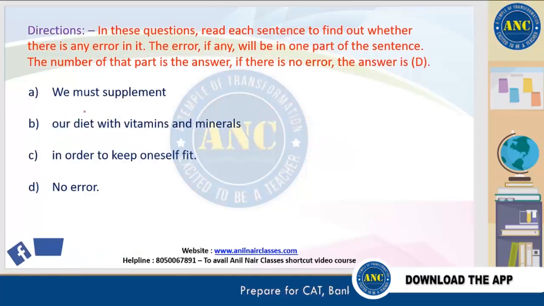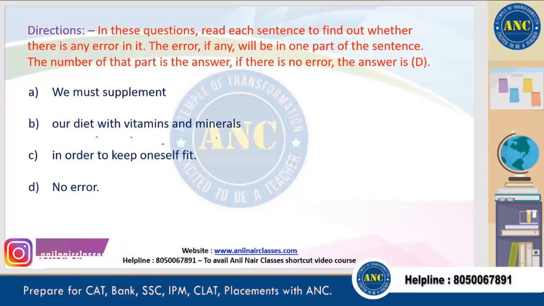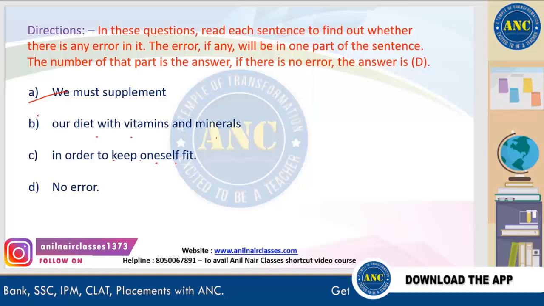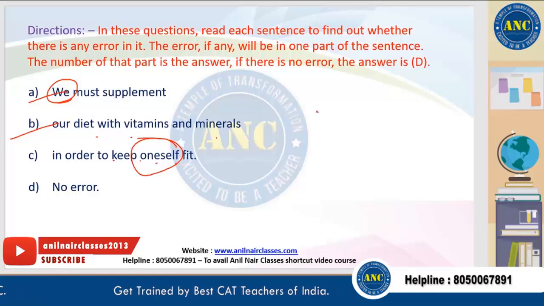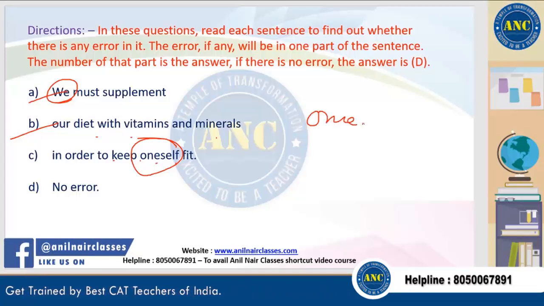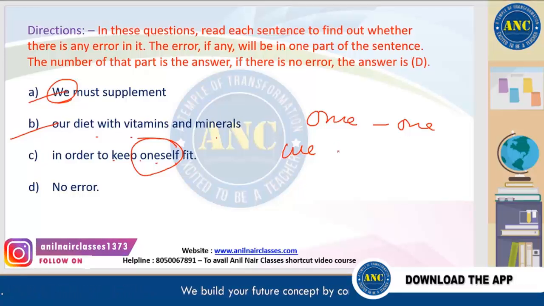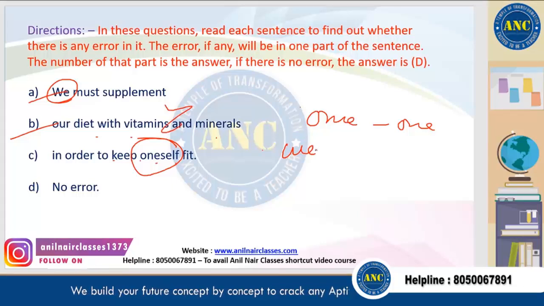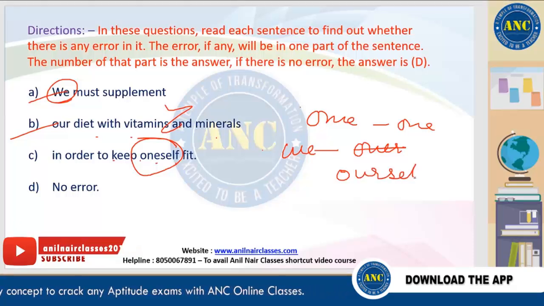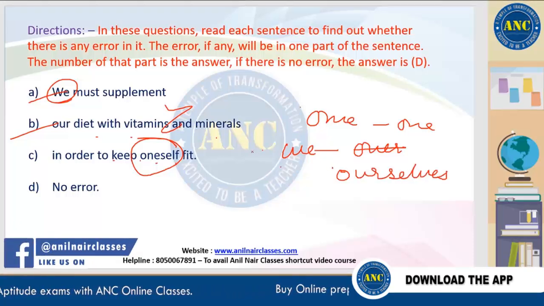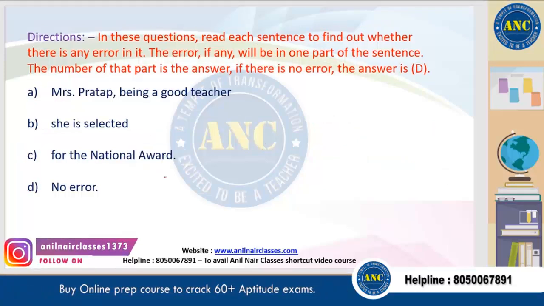Next question. We must supplement our diet with vitamins and minerals in order to keep oneself fit. So we must and all. Here I am talking about we. How can I talk about self? There is no consistency. I keep on telling you. If we have we, then it has to be ourselves, right? For we will have ourselves. I cannot have oneself over here. Consistency has to be there. So my right answer will be C. Next question.